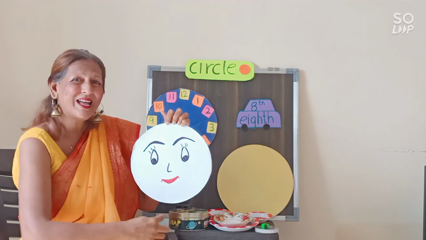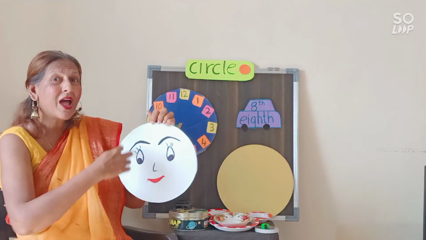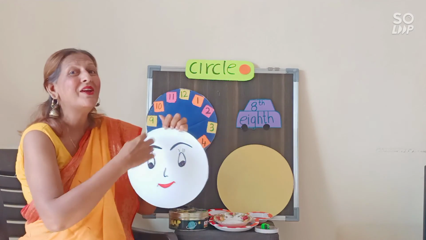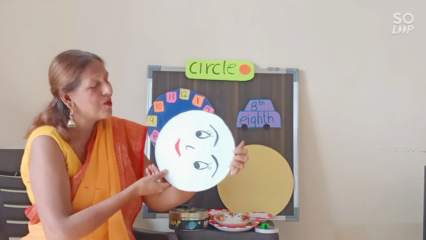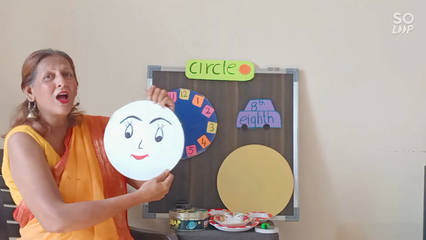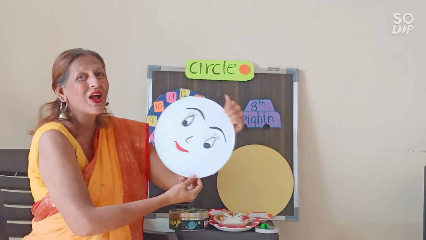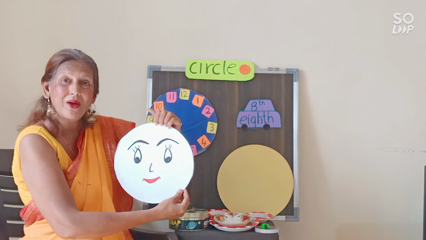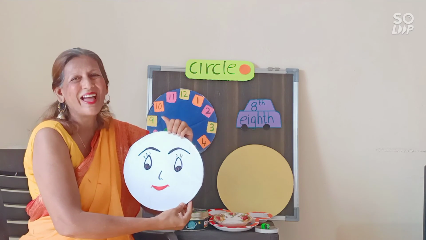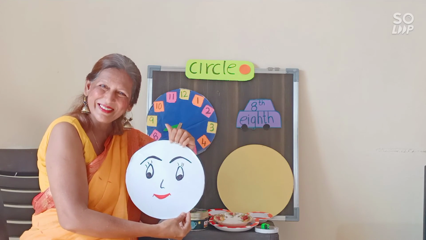I am a circle. Round and round. Look how I roll around. Look how I roll back. Look how I roll around. Look how I roll back. Round and round.